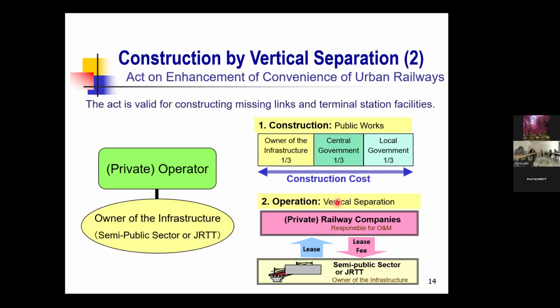Similar scheme has been implemented in conventional line as well. In this case, the three stakeholders, that is owner of infrastructure, central government, and local government, pay 1/3 of the total costs each. In both cases of vertical separation, how much lease fee the railway companies pay to the infrastructure owner is very interesting.